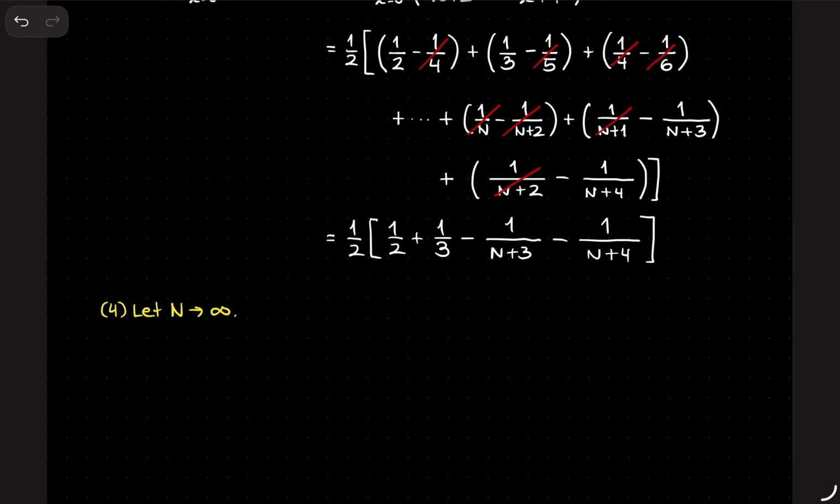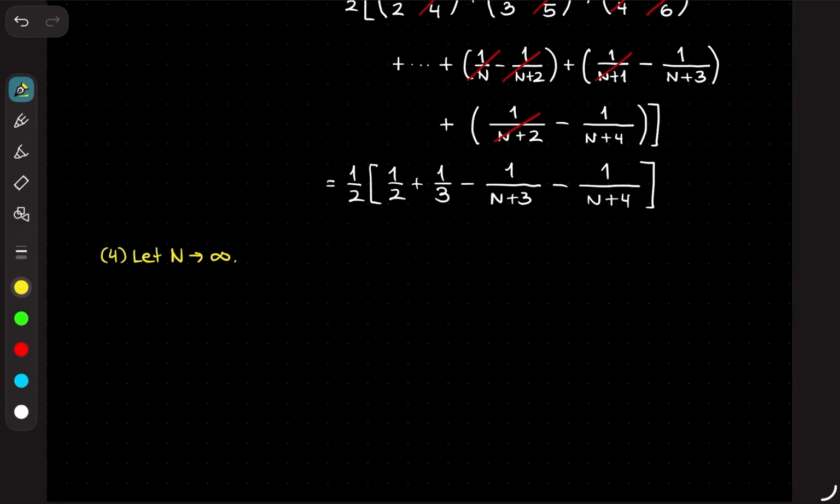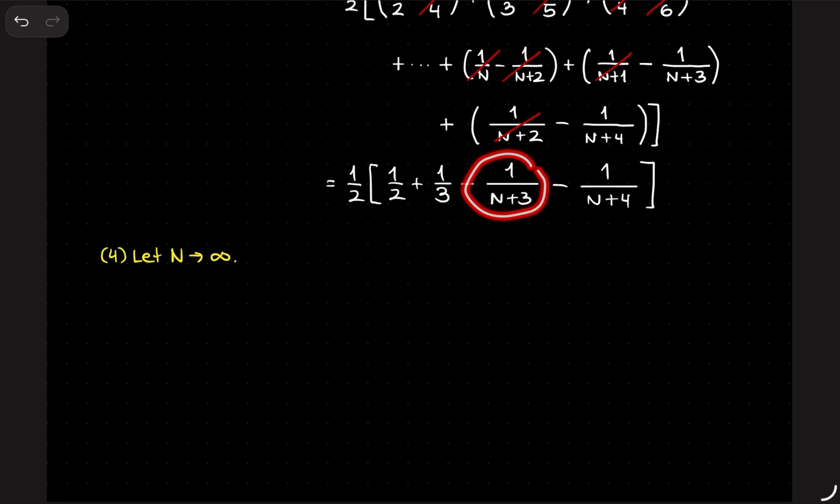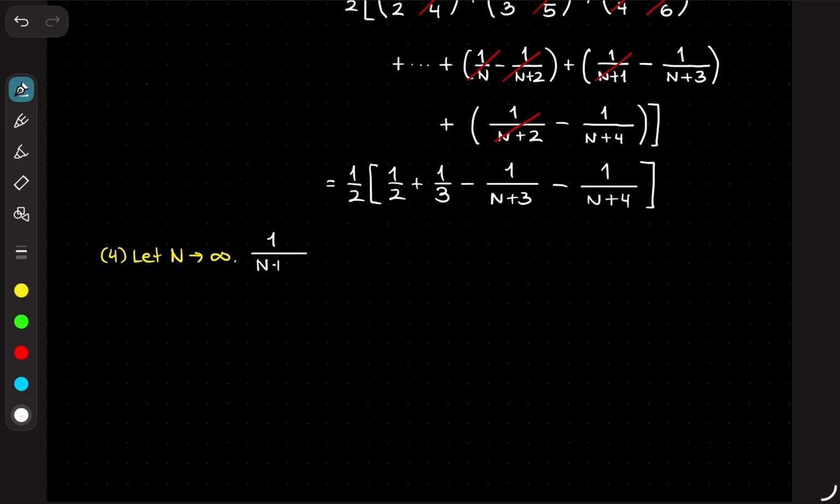Take note that as capital N approaches infinity, let me fix this one first. It's bugging me. So let's write this better. Okay, and this one, I guess. There you go. What happens is that as n approaches infinity, these two things here would go to 0. So let me write that one down. So what happens is that as n approaches infinity, the expressions 1 over n plus 3 as well as 1 over n plus 4 goes to 0.